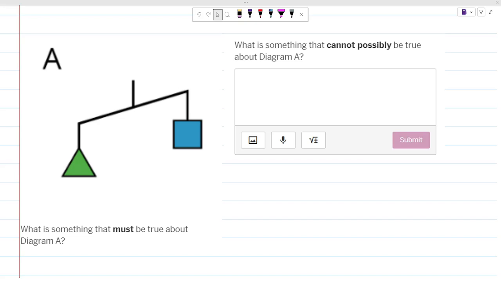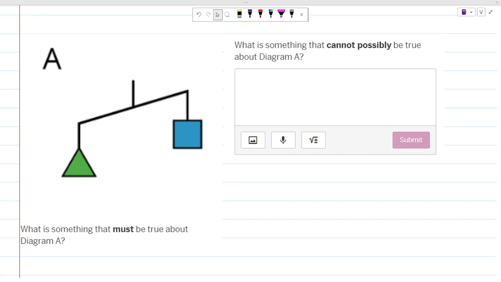So on the other side of that, what is something that cannot possibly be true about diagram A? So you could just think about what's the opposite of what must be true. So we said it must be true that the triangle is heavier than the square. That means it cannot possibly be true that the square weighs more than the triangle. So that's something you could say that cannot possibly be true about diagram A. It is impossible that the square is heavier than the triangle.